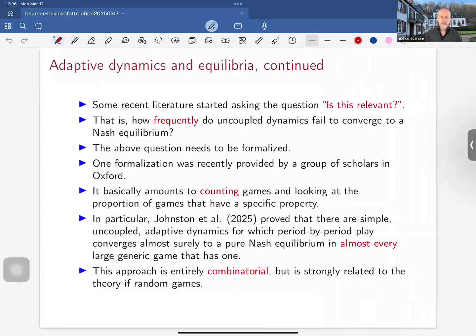More recently, some people started asking the question, is this relevant? Do we care about the fact that in some games there is no convergence to Nash equilibrium? Translating the question, they ask, how frequently do we find uncoupled dynamics that do not converge to a Nash equilibrium? So they go from a worst case scenario to a typical approach. But when you say how frequently, well, this needs a formalization. What do you mean by how frequent?